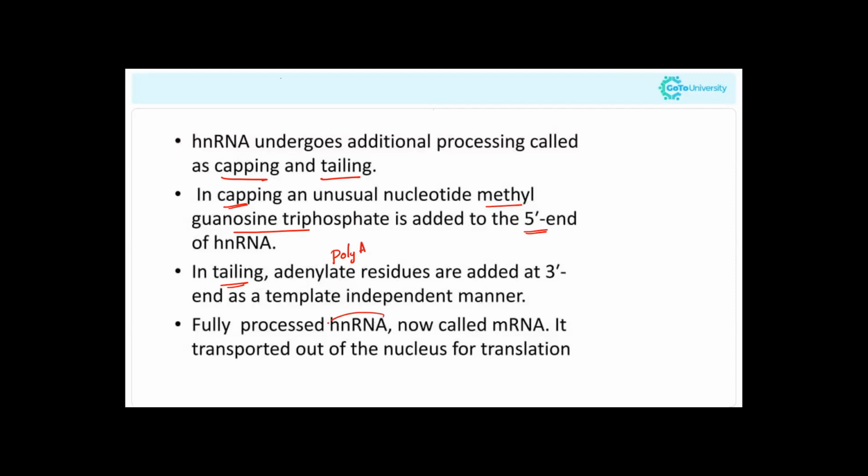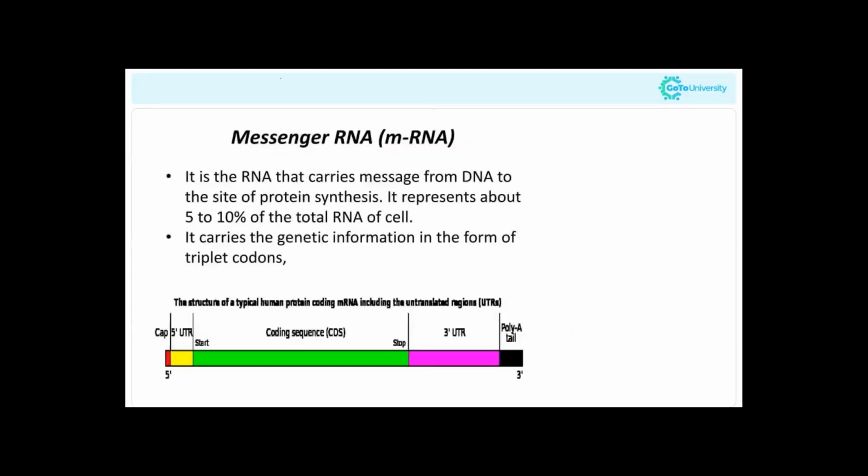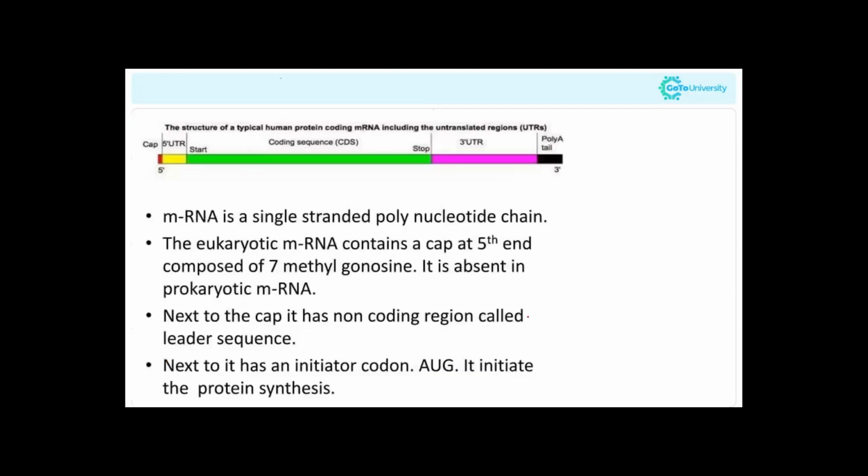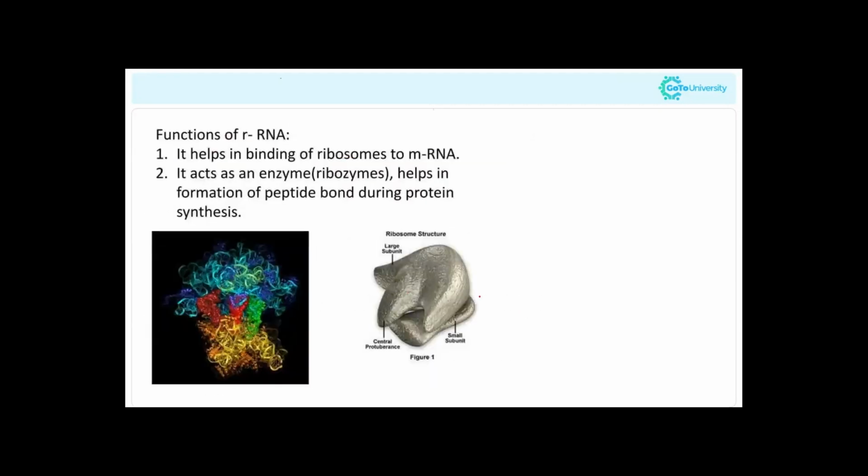Now the processed hnRNA is called the mRNA, which is ready for translation once it is transported out of the nucleus. So this is the mRNA, messenger RNA, and it carries the genetic information in the form of triplet codons. It has this 5' cap and poly-A tail, and this is the coding region. A start codon is here, a stop codon is here. We are moving fast because we have to go to the questions.